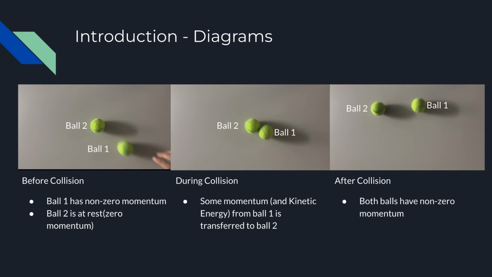Here are the diagrams that I made for the lab. I used two tennis balls and they collided. In the first picture, ball one has non-zero momentum and ball two is at rest with zero momentum. During the collision, some momentum and some kinetic energy from ball one is transferred to ball two. After the collision, both balls have non-zero momentum.